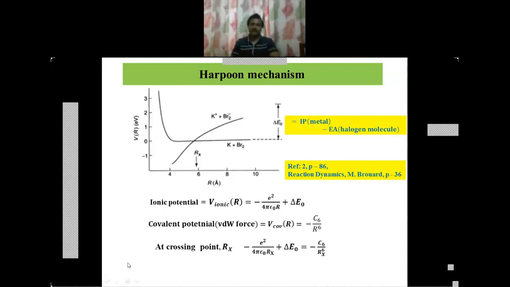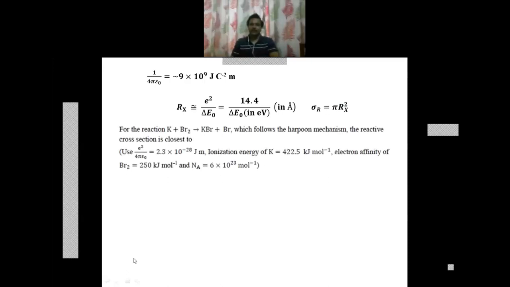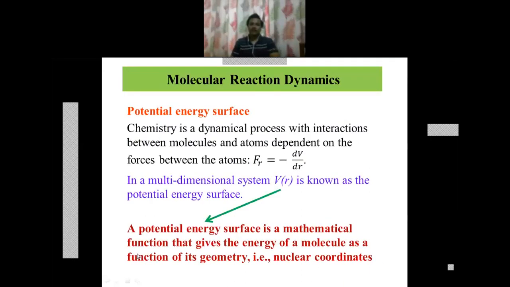I don't know how much Professor Ray discussed about the reaction profile and all these things, but here I'm going to give you a little bit detailed description about the potential energy surface. What is the role of the potential energy surface in the reaction dynamics, right?